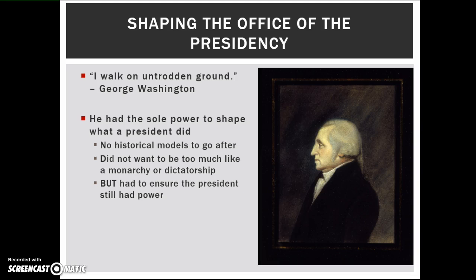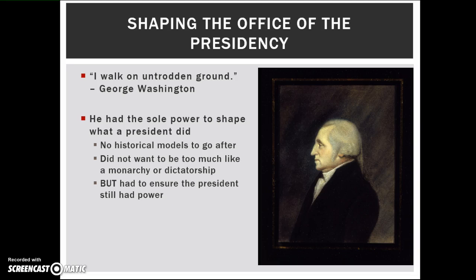George Washington was the first president of the United States. In fact, he was the first president that the world had ever seen. He had no models to go off of when deciding what to do in office. He literally walked on untrodden ground, which means he walked where no one had walked before. Since Washington had no one to show him how to be president, he got the power to create and shape the office of the presidency into what we see and know today.